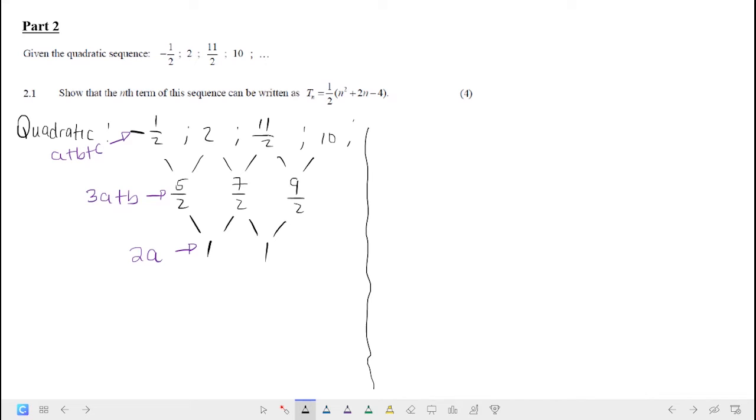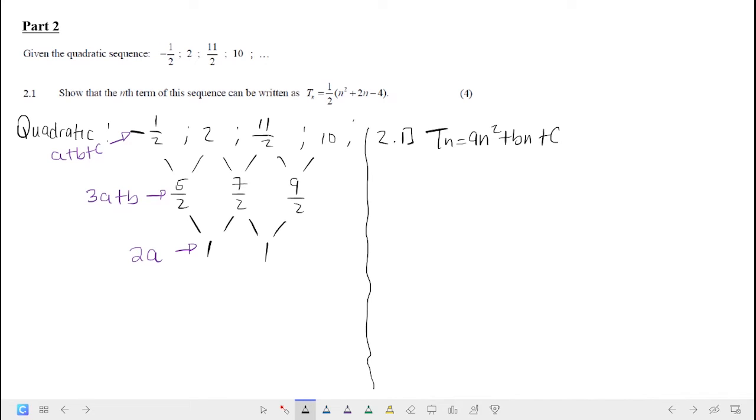The first question says, show that the nth term of this sequence can be written as Tn equals 1 over 2 into n squared plus 2n minus 4. So here what they want us to do is to calculate Tn. We know that in general, Tn for a quadratic sequence is an squared plus bn plus c, right?